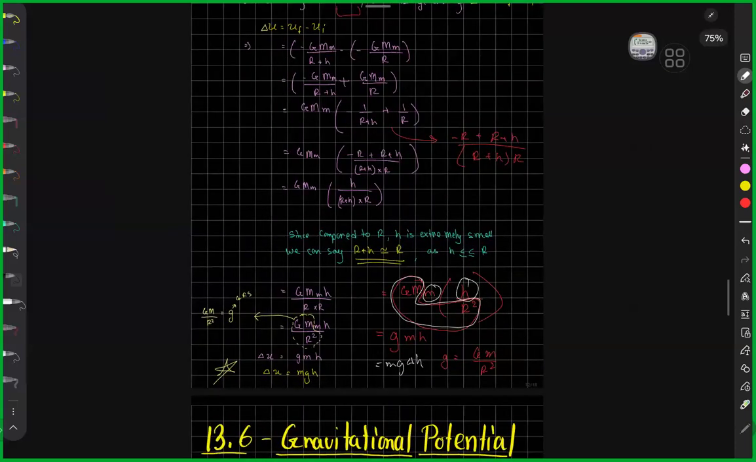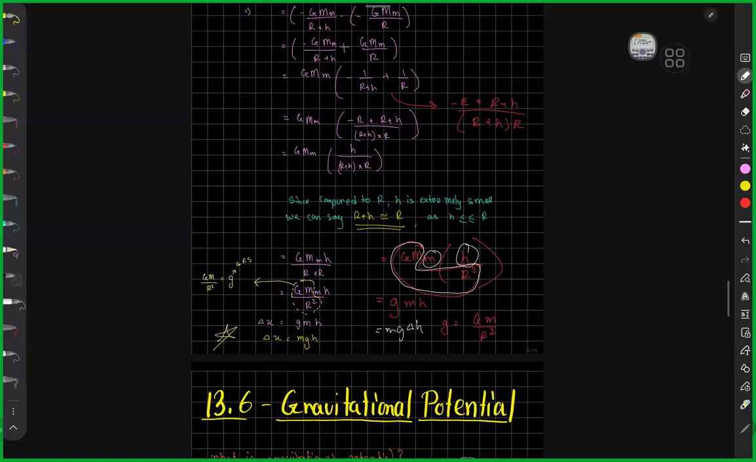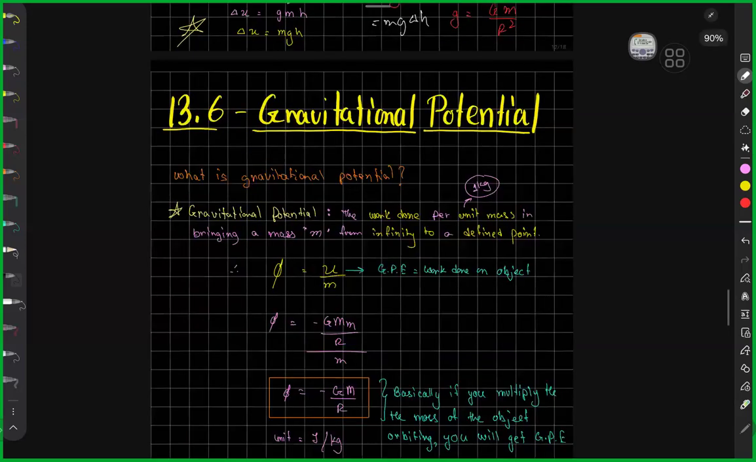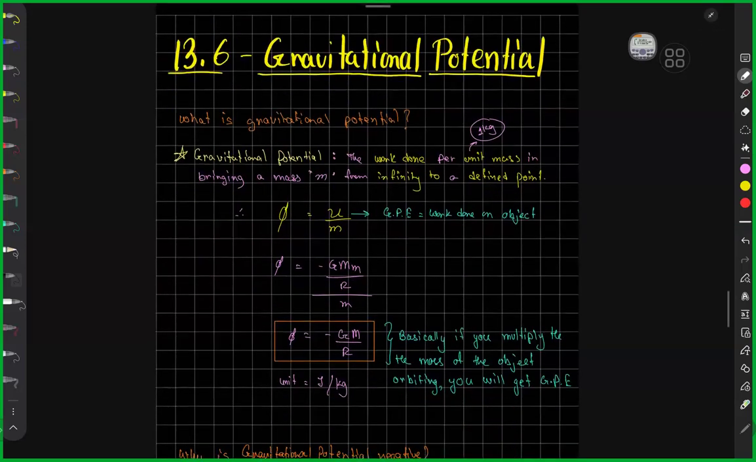This is how we use approximation and find out the change in gravitational potential energy. It's a very neat trick. It's a very neat derivation. Looks good and makes sense as well. Hopefully, you guys understand this derivation bit. Now, the next part, or not the last part, but gravitational potential.